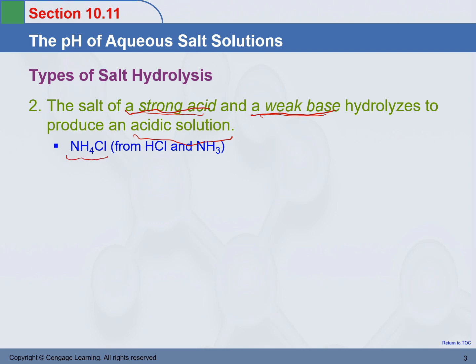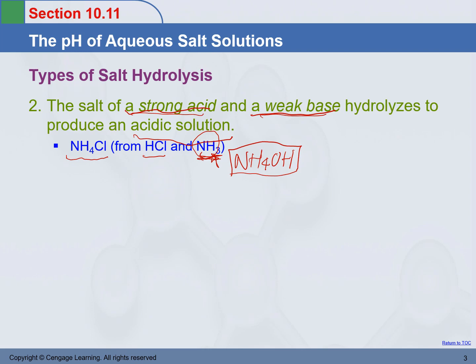Ammonium chloride, the acid is HCl, the base is ammonia. Remember, we talked about this when we were talking about the salt specifically. We talk about this base. You can claim it is from ammonia, or you can claim it from ammonium hydroxide. When you dissolve ammonia in water, you're going to generate this. Either way, ammonia here. Ammonia is the most common weak base you will encounter in this class.